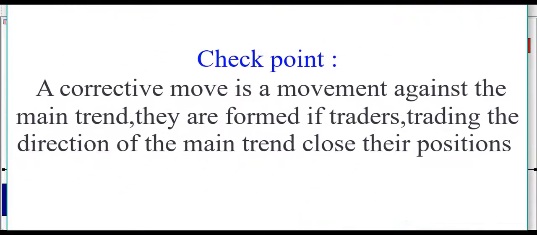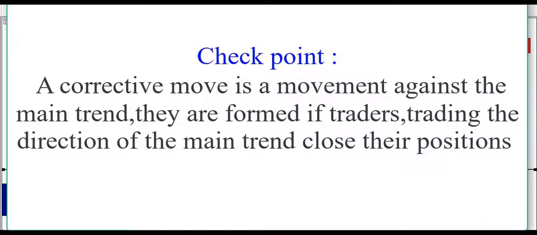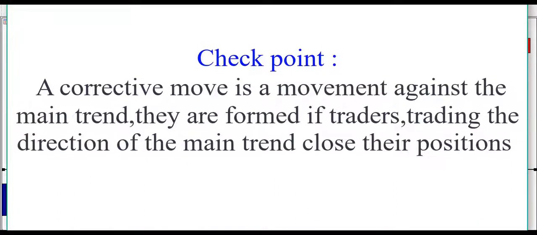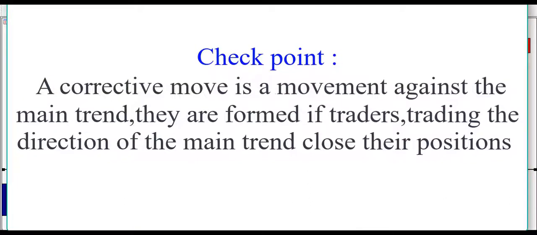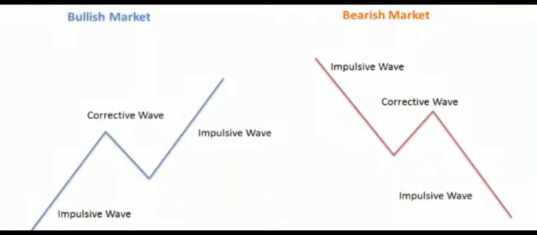A corrective move, also called a correction, retracement, or a pullback, is a movement against the main trend. They are formed when traders who trade in the direction of the main trend close their positions.